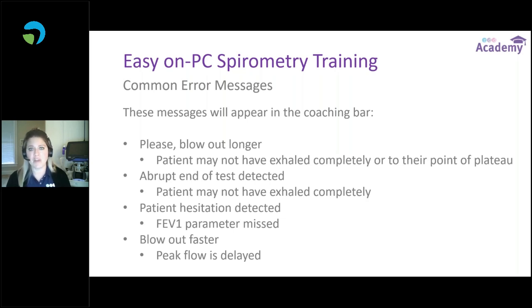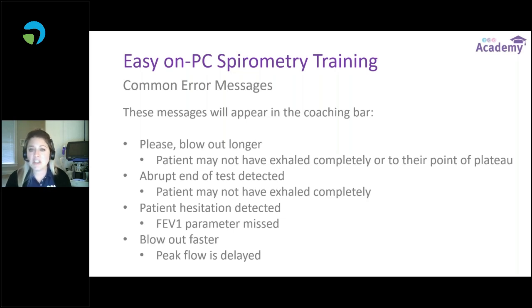Another very common one, we hear this one a lot, is that patient hesitation is detected. That essentially means that the FEV1, which is the amount of air in the first second, has been missed. Your patient takes their big deep breath in and they kind of stall before they blast out. We've missed that first second of exhalation. So that very important FEV1 parameter is not going to be accurate when the patient hesitates between their big breath in and their blast out.